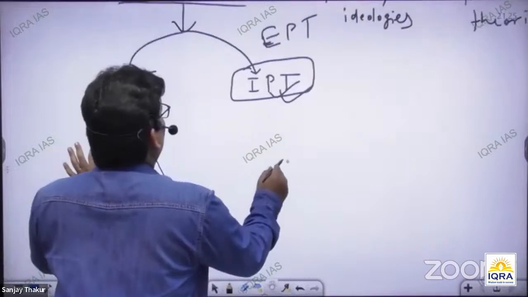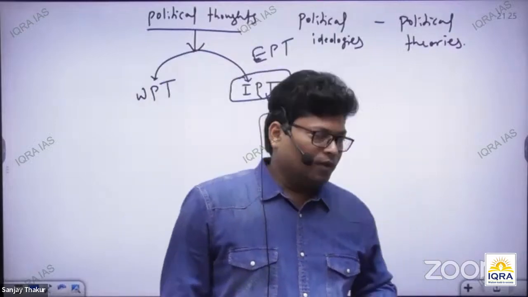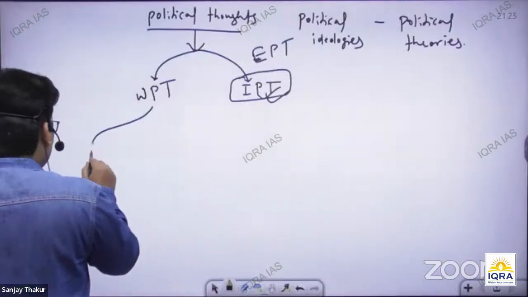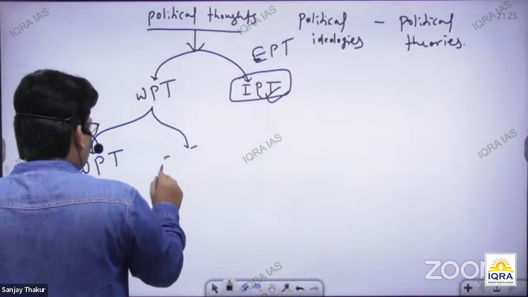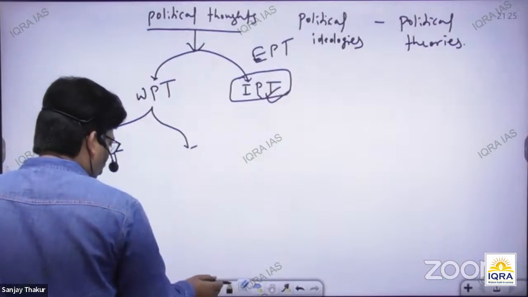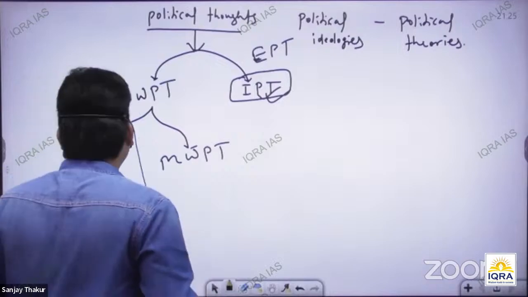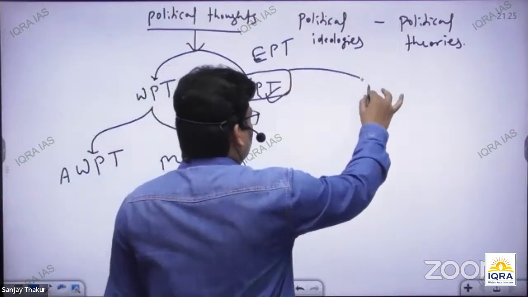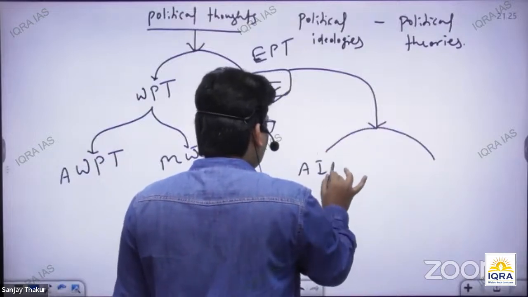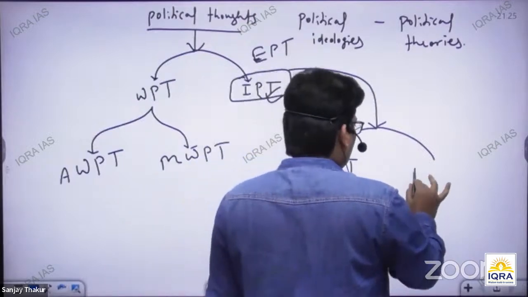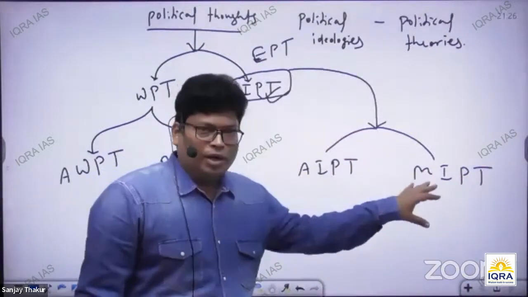See, under Western political thought, we have to discuss two classes of political thought. One is ancient Western political thought, and the other is contemporary, or you can say modern. I think modern will be the more appropriate term. Modern Western political thought. Similarly, under Indian political thought, we need to study its two classes: ancient Indian political thought and modern Indian political thought.